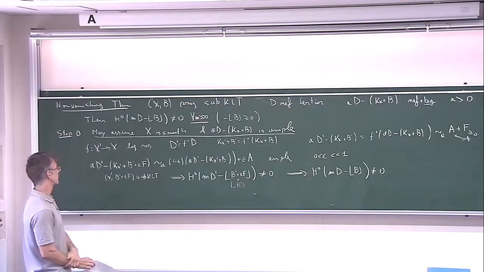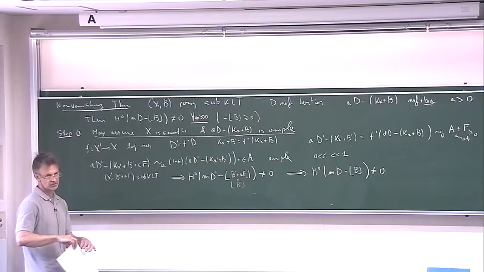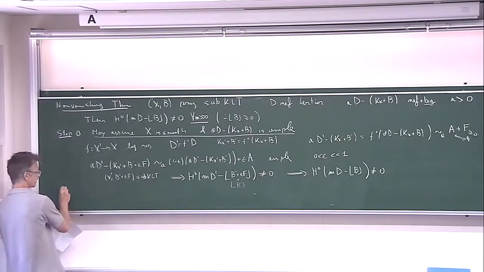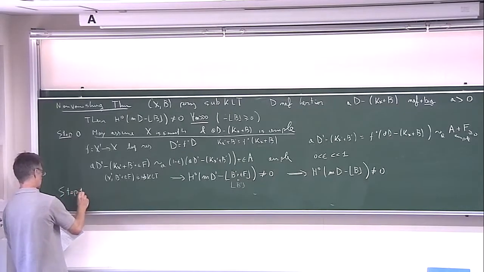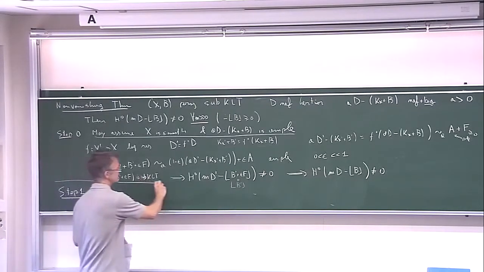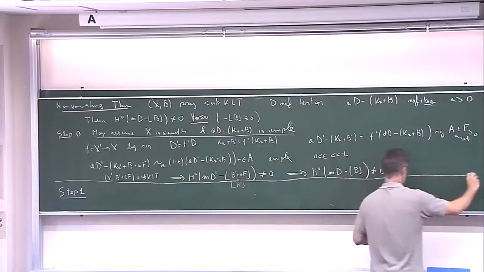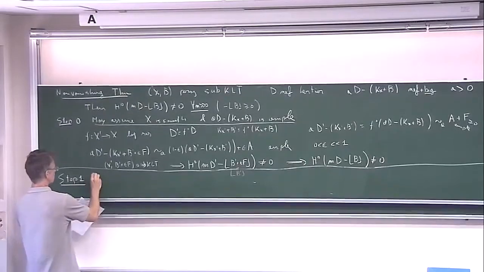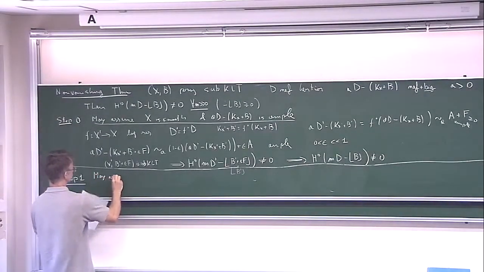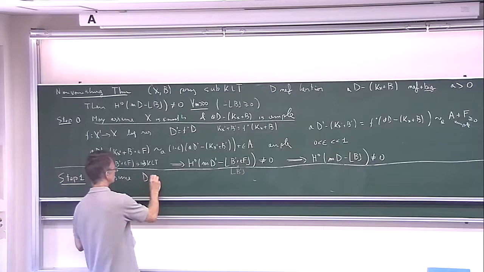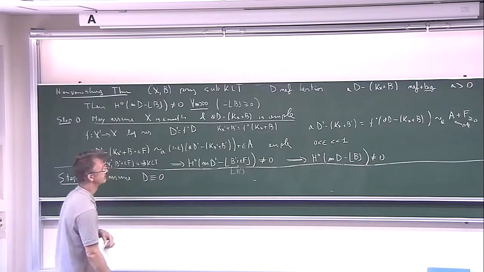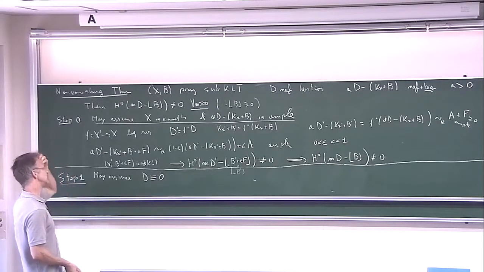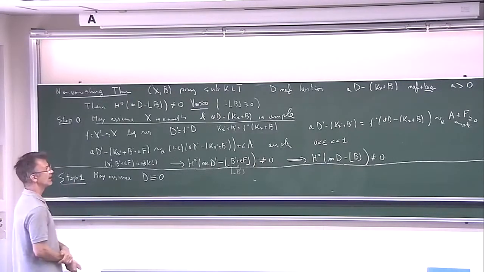So any questions so far, either on the statement or on this first reduction? The first reduction is more psychological than anything. Now, the next one is an honest, serious step. It's easy, but it gets the ball rolling. So in this step, we may assume that D is not numerically equivalent to 0. Somehow the case D numerically equivalent to 0 is problematic.